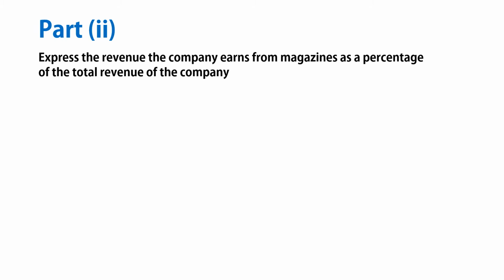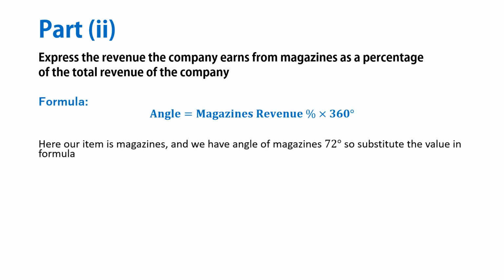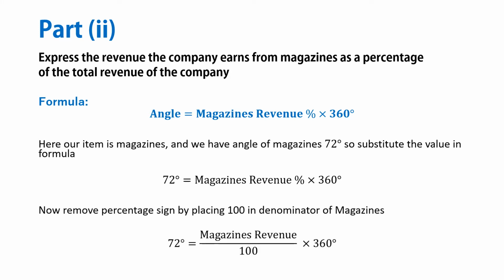Part 2. Express the revenue the company earns from magazines as a percentage of the total revenue of the company. Here our item is magazines, and we have the angle of magazines 72 degrees, so substitute the value in the formula. Now remove the percentage sign by placing 100 in the denominator of magazines.